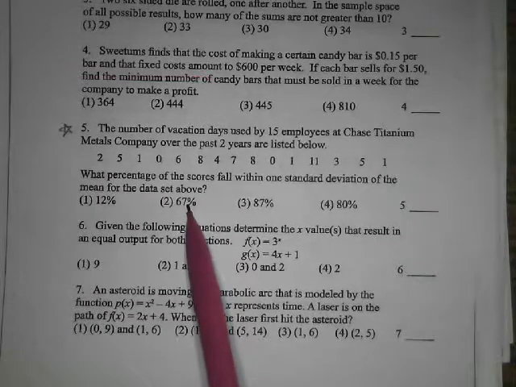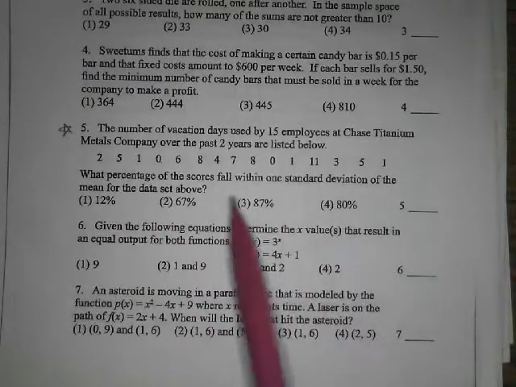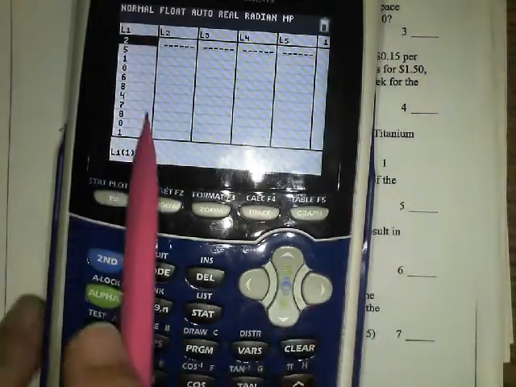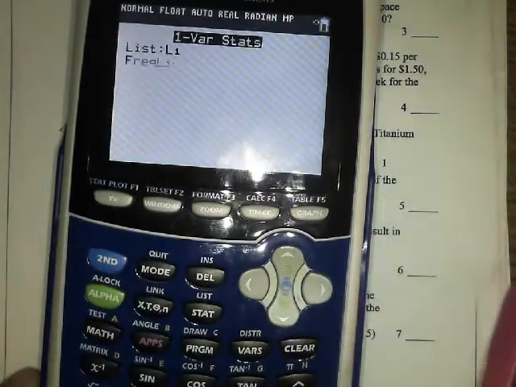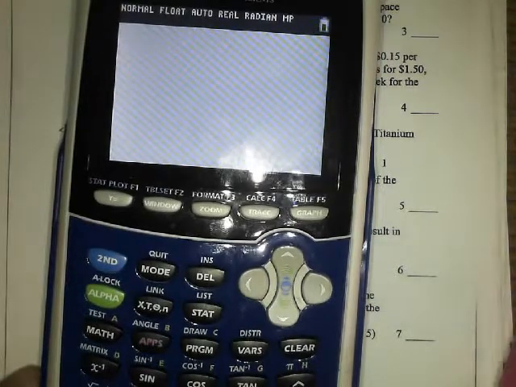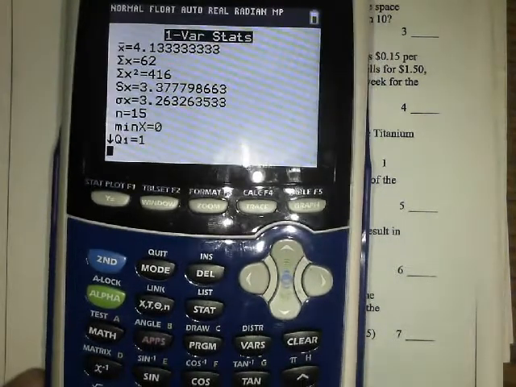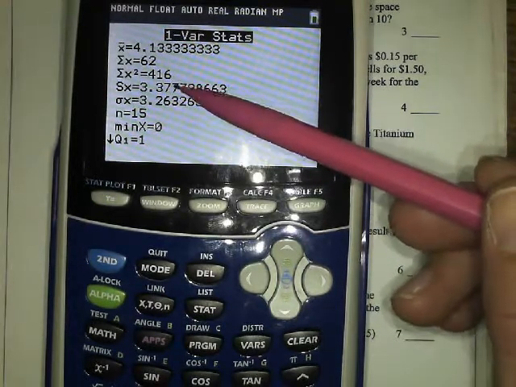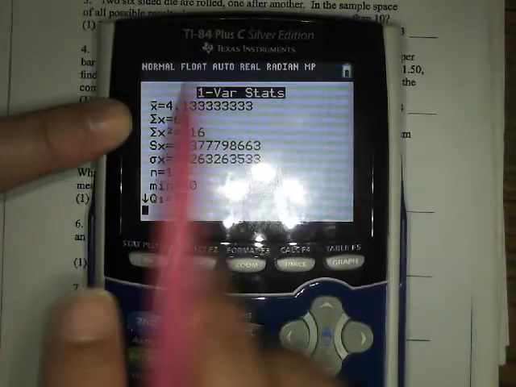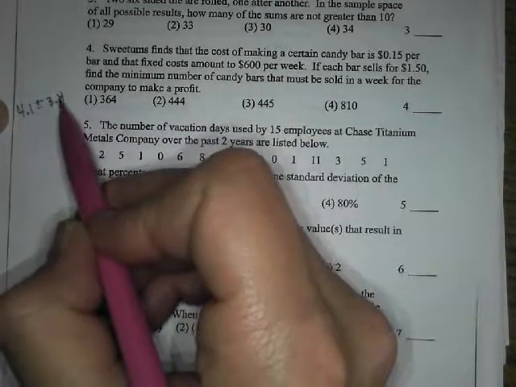actually see. So here's his data, and I can do stat and calculate my one variable statistics, which is going to give me my standard deviation, and it's 3.4, we'll say. Okay? So 3.4 is the standard deviation, and our mean is 4.1. So it's 4.1 as your average, give or take 1 standard deviation of 3.4. So if you add 3.4 to 4.1, you get 7.5. If you subtract, you get 0.7.